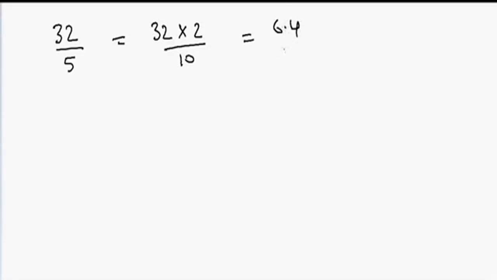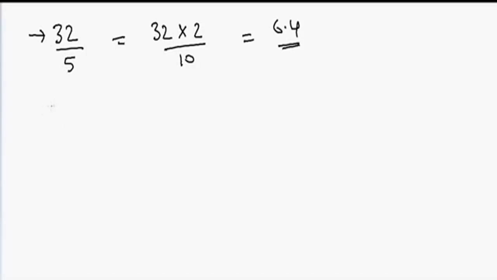Here we are dividing a number by 5. Suppose I have 32 and I want to divide it by 5. It looks a little complicated, but an easy way to do this is 32 into 2 divided by 10. That will be equal to 64, and then a decimal, so it's 6.4. All you have to do is take the double of the numerator and then put a decimal there.